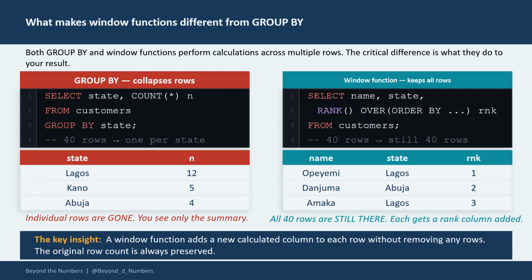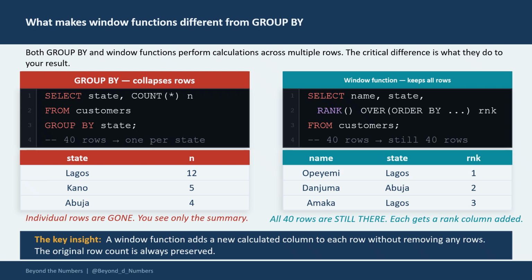And look at the two code blocks side by side. The group by query on the left returns 8 rows, one per state, so you can see Lagos, Kano, Abuja, and it goes on like that. The window function query on the right still returns 40 rows. Each customer has their own rank, Lagos customers have individual ranks, and all 40 customers are still on the table.